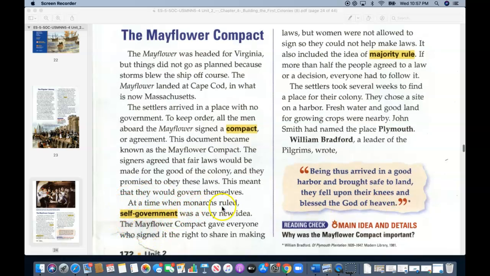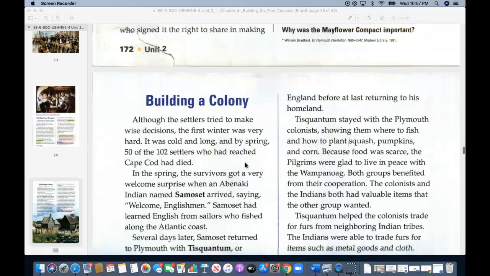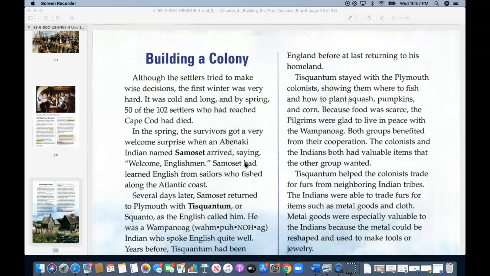And I'll remind you that the word monarch means king. This is a very important idea that people could govern themselves. It kind of sets up for our country and our representative democracy.